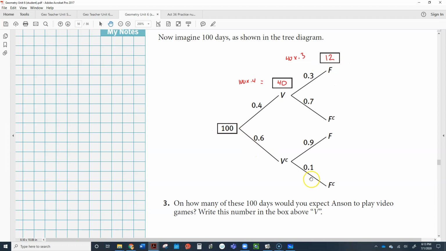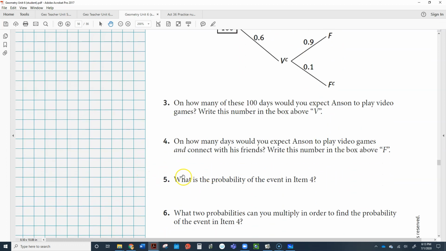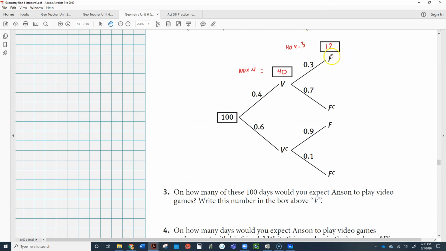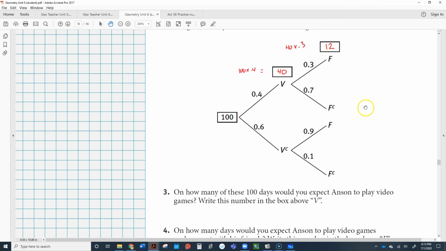And of course, we could go and do the other one. If for 12 days out of the 40 he did connect with friends, how many did not connect with friends? We could just multiply this whole table out and get the answers. Now it says, what is the probability of this event in number 4? So they're wanting to know what are the chances, what's the probability of 12 days being the outcome?